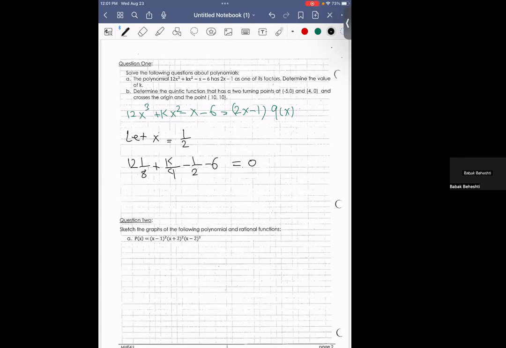Why is it equal to 0? Because when x is 1/2, the right-hand side is 0, right? Look at the first equation. When x is equal to 1/2, the right-hand side, 2x minus 1, is 0, right?